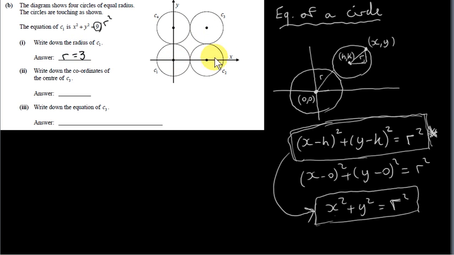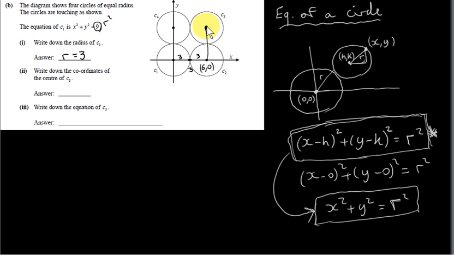So now we can get a better understanding of this diagram. If the radius of C1 is 3, it means that this point here is 3. And this point here must have coordinates (6, 0). So this is 3, this is 3. 3 and 3 is 6.